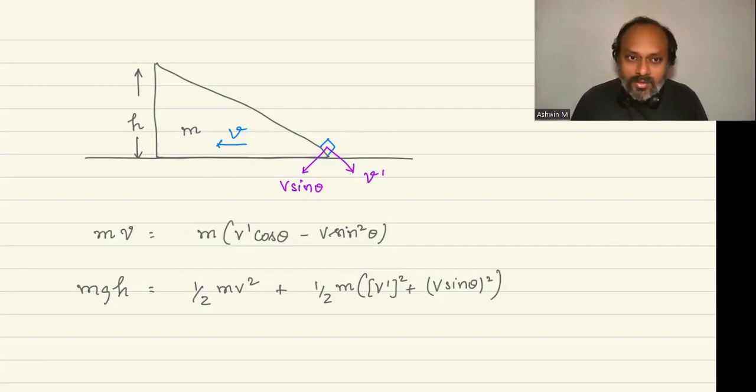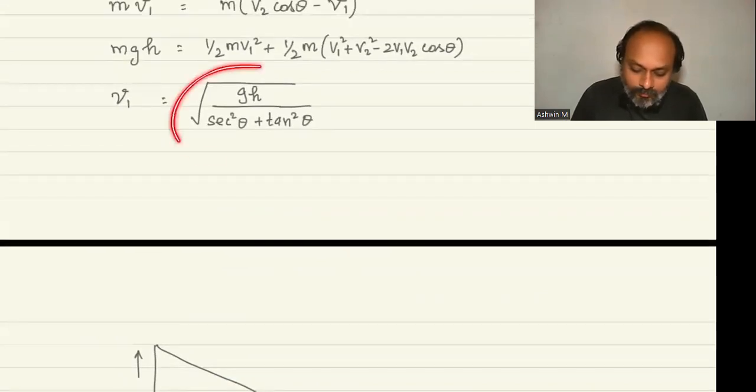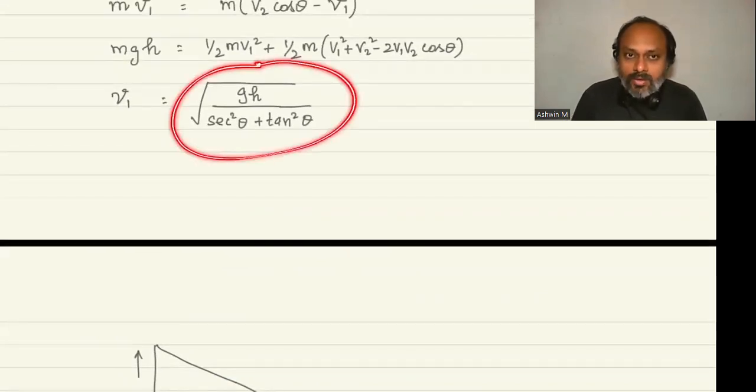Now energy conservation for this entire arrangement: mgh will be equal to half mv square plus half m, v dash square plus v sin theta whole square. Why I have written it like this: the kinetic energy of the block is going to be from two perpendicular components, so its speed will be the root of v square sin square theta plus v dash square. So the kinetic energy becomes this term for the block, and the kinetic energy of the wedge is half mv square. Now you can solve these two equations and get rid of v dash. From equation 1 you get v dash and put it in equation 2 wherever v dash is there, and then solve for v. If you solve for v, you get the exact same expression that you got in the previous case: root of gh divided by sec square theta plus tan square theta.